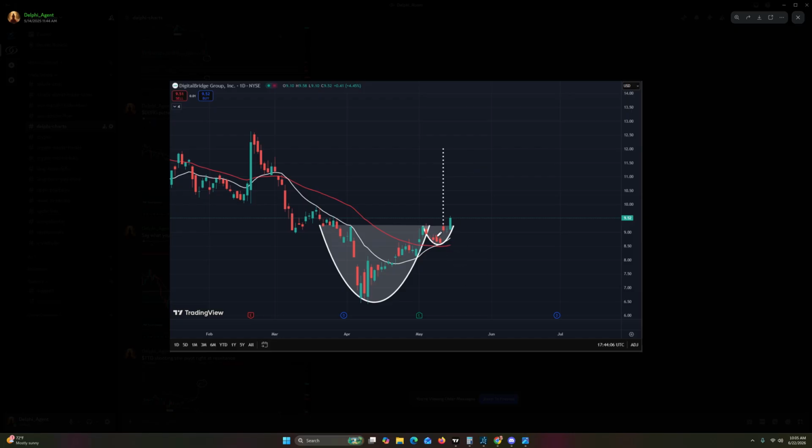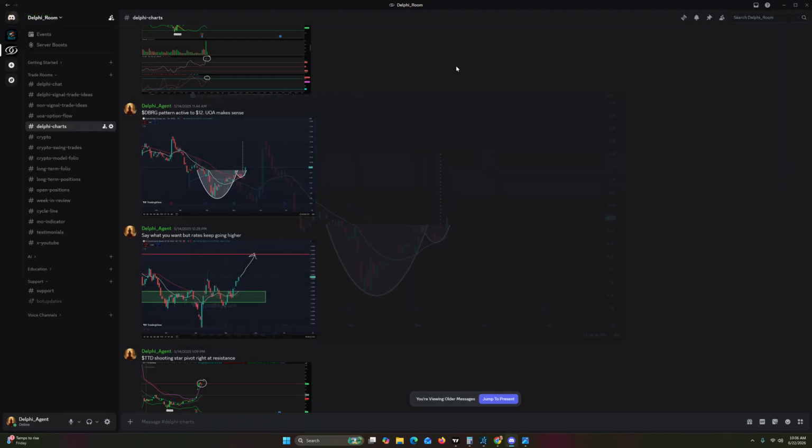So you can see here, this was the day that the option flows came through. It was trading around 9 to 9.50. So technically speaking, the option flow made sense. This is a very bullish setup for Digital Bridge, and that is why we posted it in our Delphi channel here in Discord. So let's see what that ended up doing.